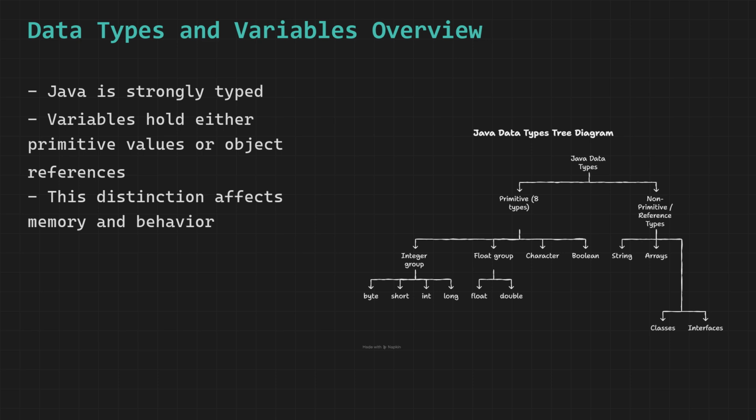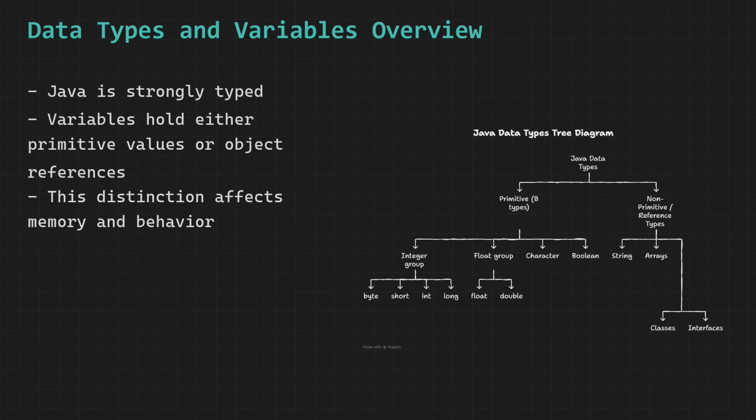Primitive types are the basic building blocks. They store simple raw values like numbers and characters directly in memory. Non-primitive, reference, types store the memory address of an object rather than the value itself. These include strings, arrays, and all classes.